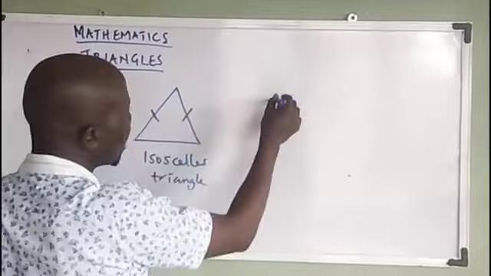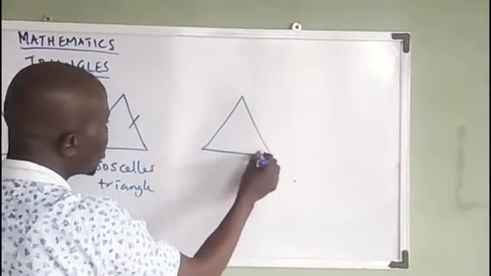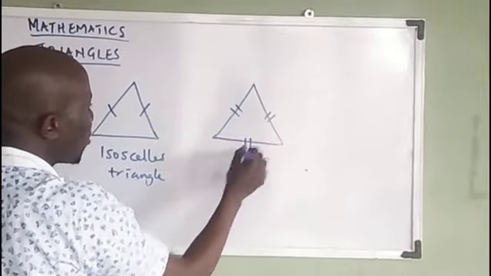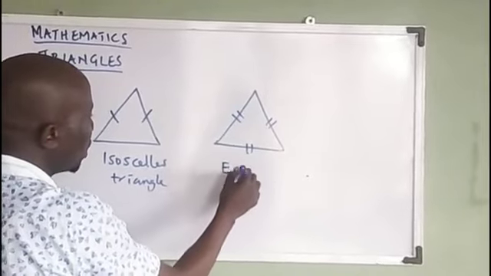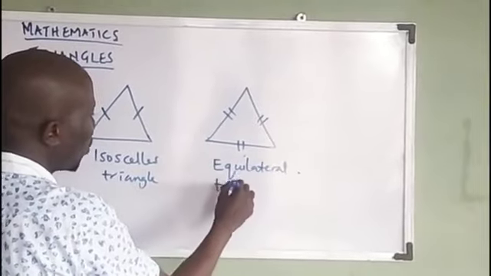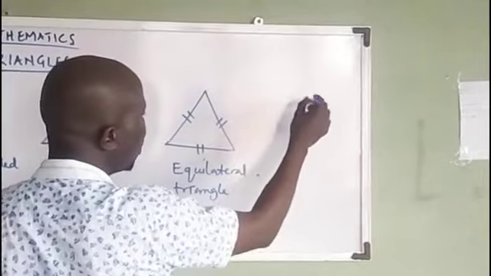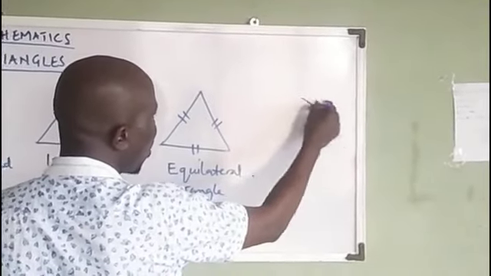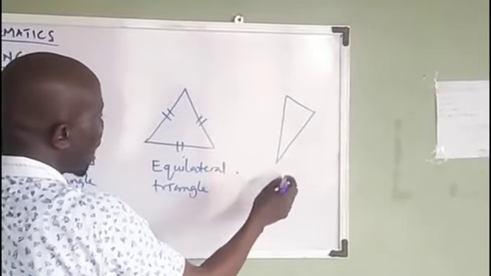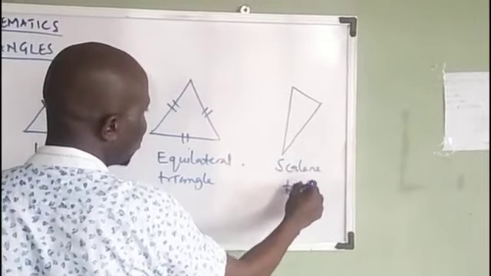We also have another type of triangle in which all the three sides are equal. That type of triangle is what we call an equilateral triangle. Equilateral triangle. Then we also have a triangle in which none of the three sides are equal. That type of triangle is what we call a scalene triangle.